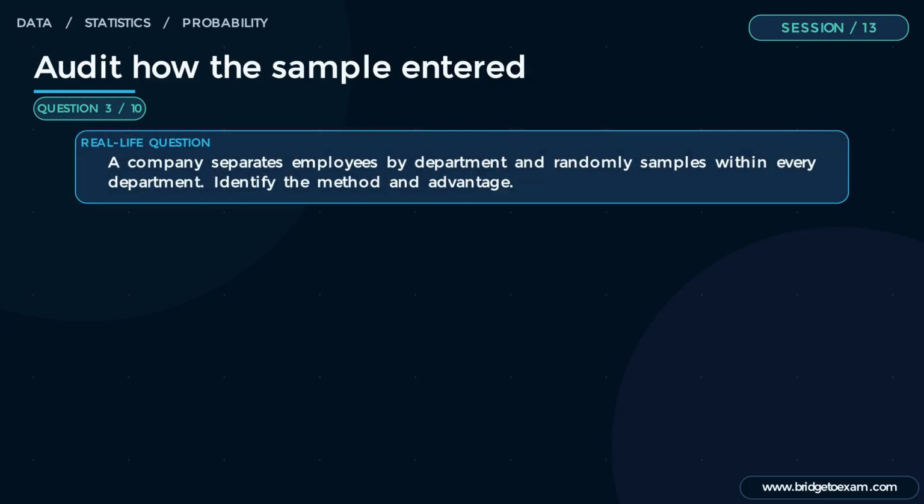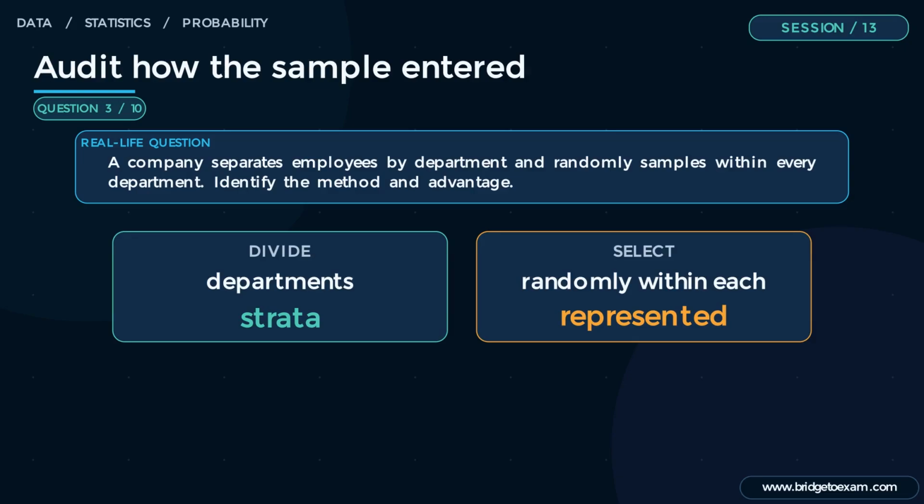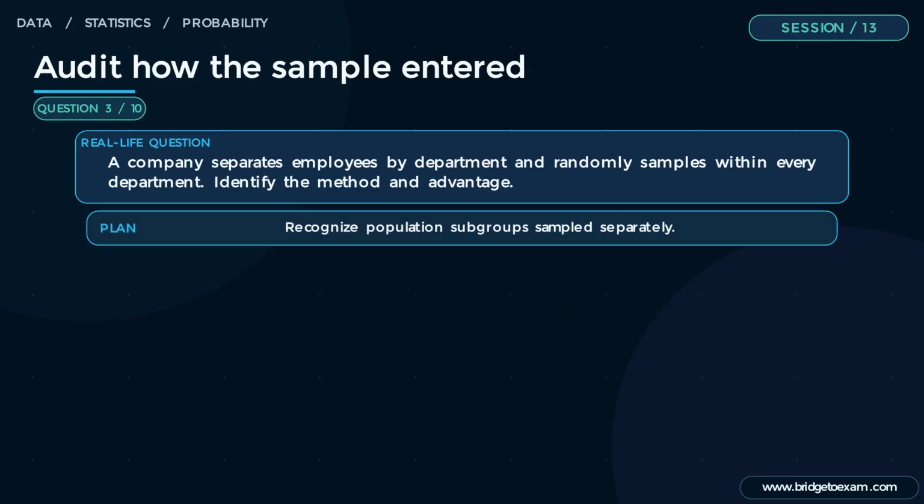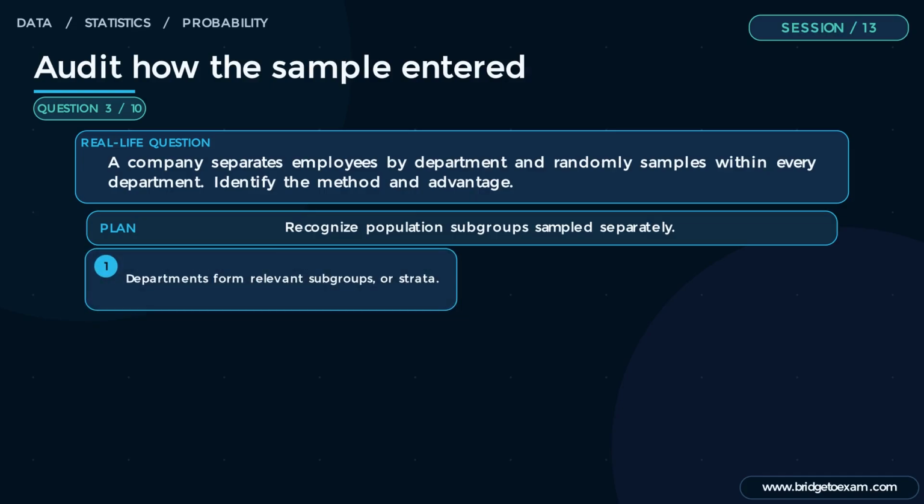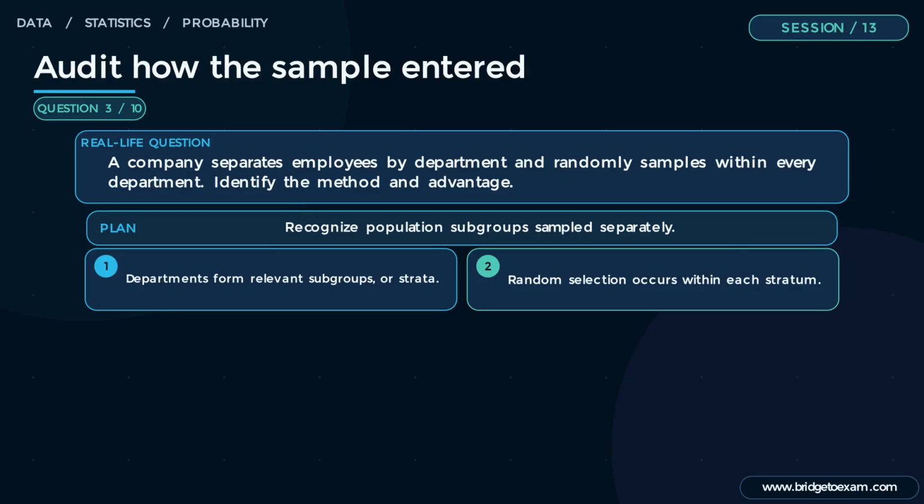Example 3. A company separates employees by department and randomly samples within every department. Identify the method and advantage. Plan. Recognize population subgroups sampled separately. Step 1. Departments form relevant subgroups or strata. Step 2. Random selection occurs within each stratum.